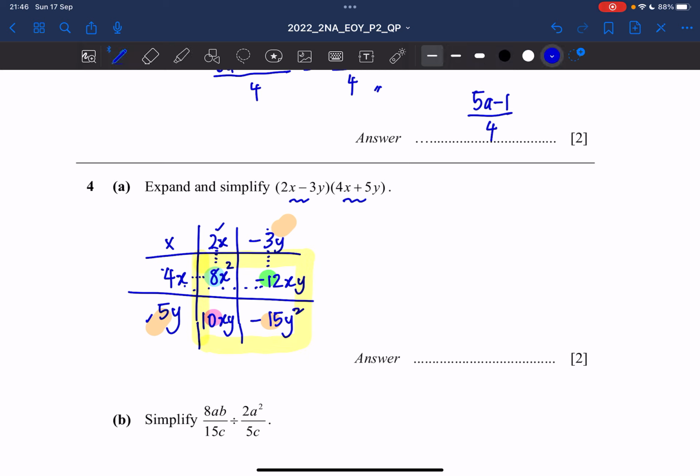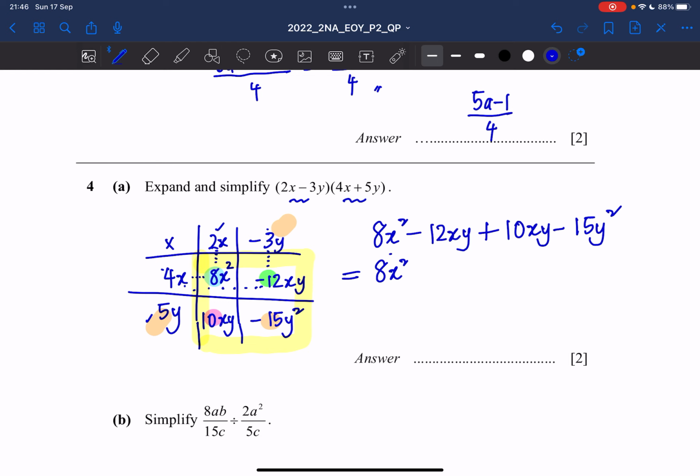These 4 numbers here, we write down in statement form. So 8x squared, then it's minus 12xy plus 10xy minus 15y squared. Then we can simplify. This one, 8x squared, there's no other x squared, so that's the simplified form.